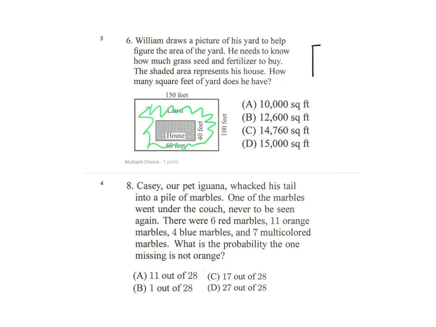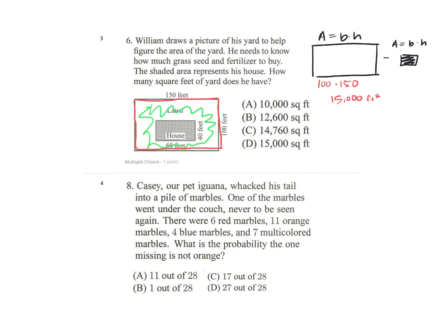So I need to take the area of the big rectangle, the whole, and then subtract the area of his house to find the area of just the lawn. I know that the area formula for both is going to be base times height, because that's the area of a rectangle. First I'm going to start with the big rectangle. I'm going to take 100 times 150. That gives me 15,000, and this would be square feet.